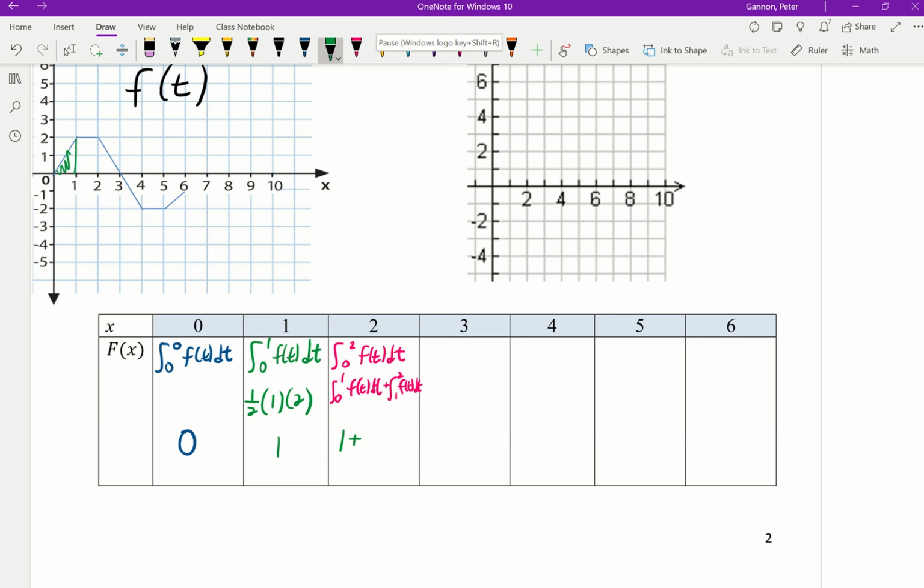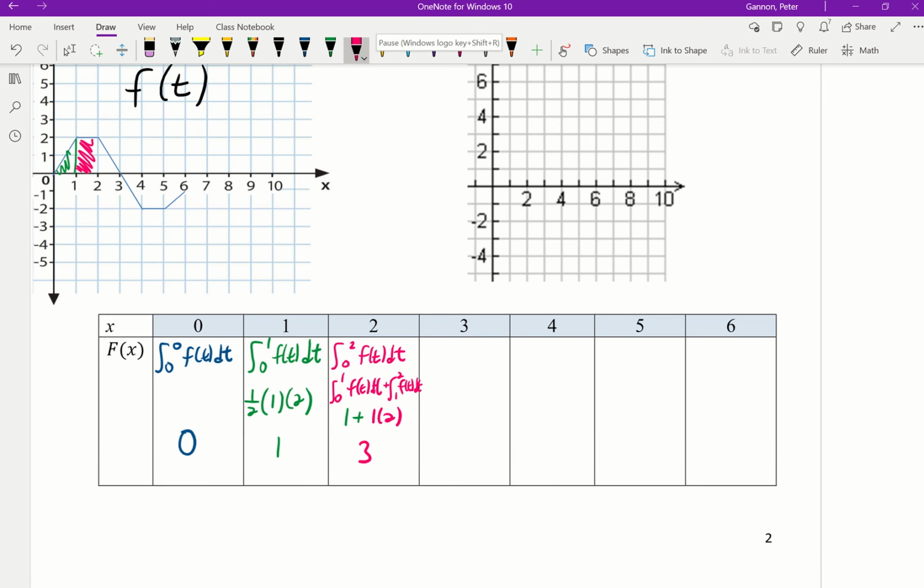Let me just write that up here. So that's 1. Now we need to add the integral from 1 to 2. The integral from 1 to 2 would be represented by that rectangle right there. And the area of a rectangle is base times height. So 1 times 2. And 1 plus 2 is 3. So in this case, because we're finding previous integrals, we can use those to help us come up with these values a little bit easier.